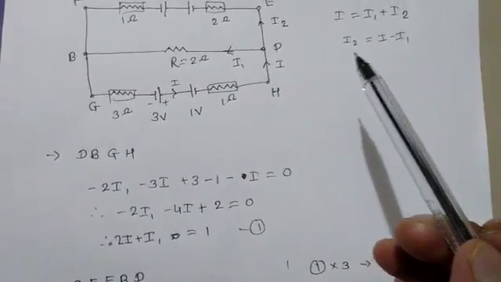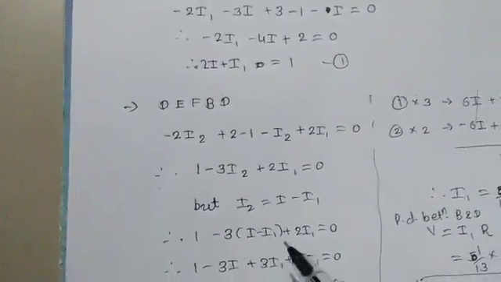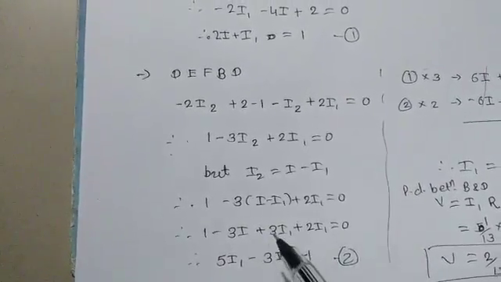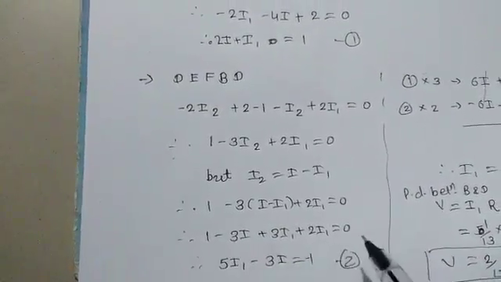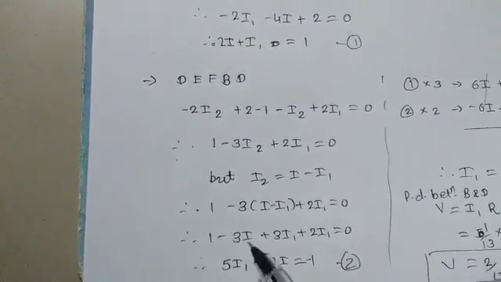But earlier we have discussed that I2 is equal to I minus I1. So 1 minus 3 multiplied by (I minus I1) plus 2I1 is equal to 0. So 1 minus 3I plus 3I1 plus 2I1 is equal to 0. So 3I1 plus 2I1 is 5I1 minus 3I.